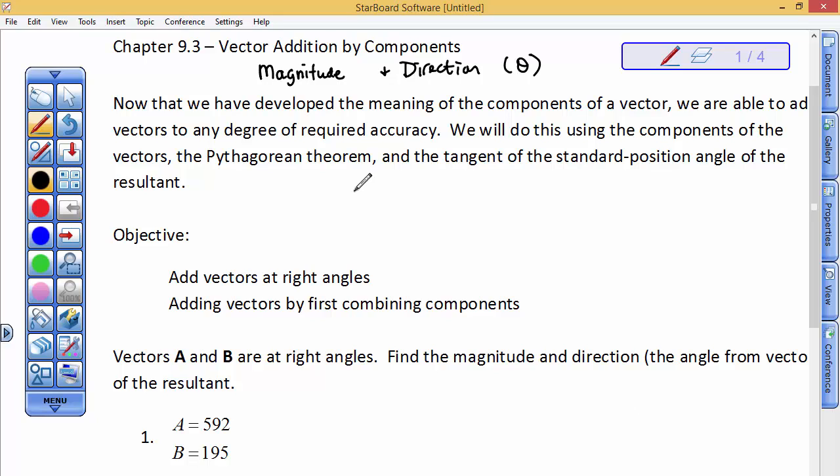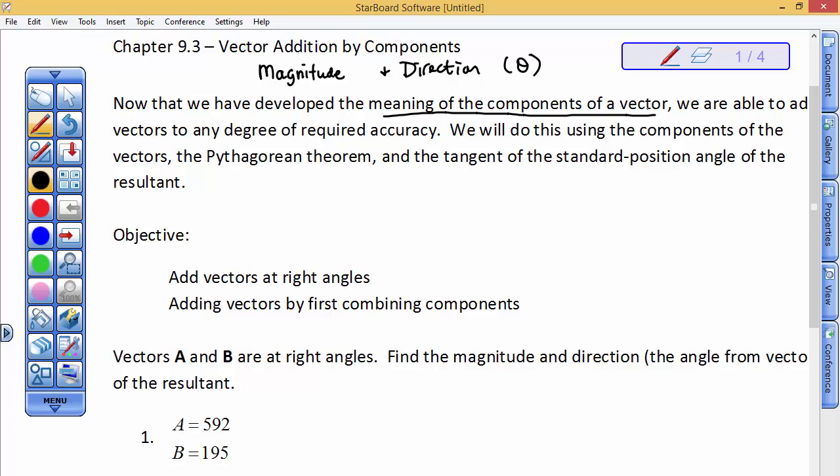So then in the next section we developed the meaning of components, and we even talked about a situation where if we were canoeing down a river and we were going with the current, that the speed of our boat plus the speed of the current would be our total speed. Yet if we were going against the current, we would have to subtract the speed. We'd have to take the speed of our boat and subtract the speed of the current because we'd lose ground because the water was trying to push us backwards.